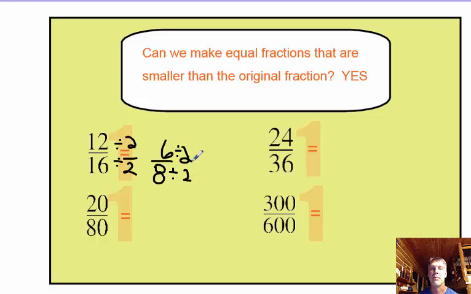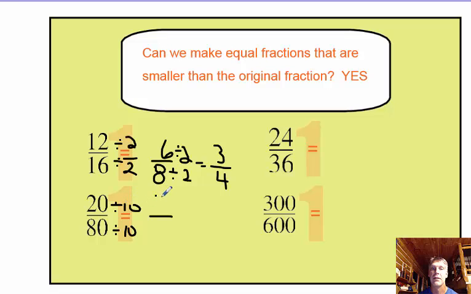So I divide top and bottom by 2, and I get 3/4. These are equivalent. Let's go down to 20/80. Well, if I look, they both end in 0. Well, that's 10. So I'm going to take the 10 out of there. So we want to quickly take out a 10 out of top and bottom, dividing. And so what does that give us?